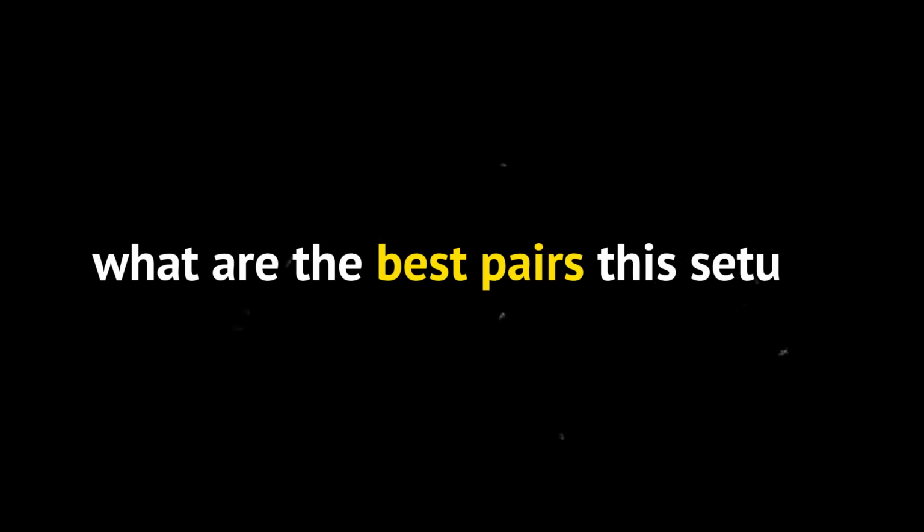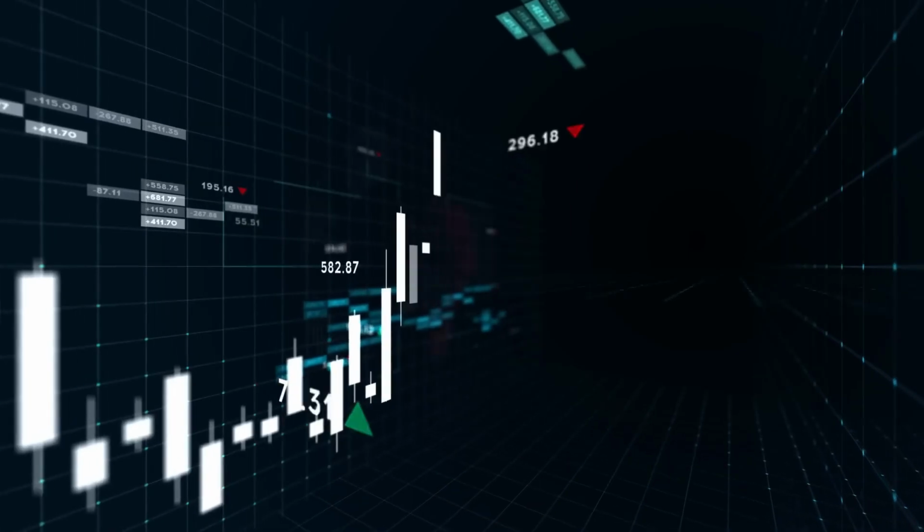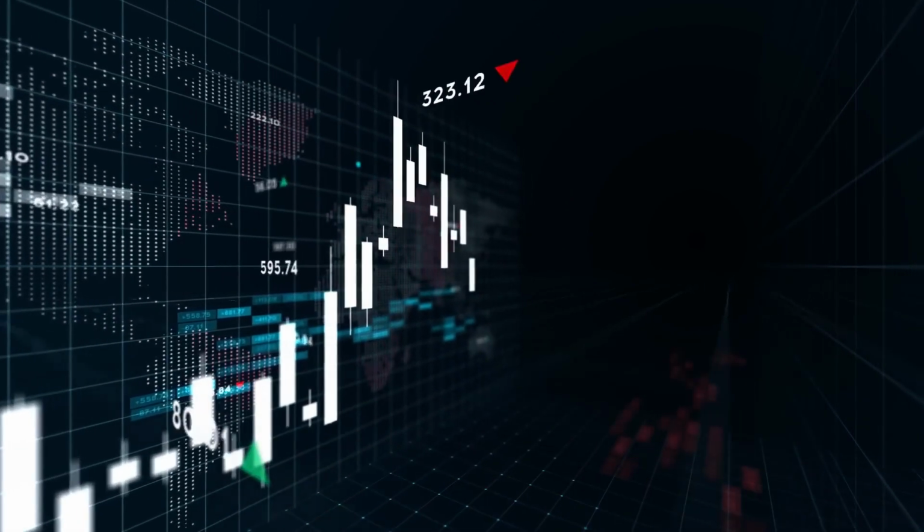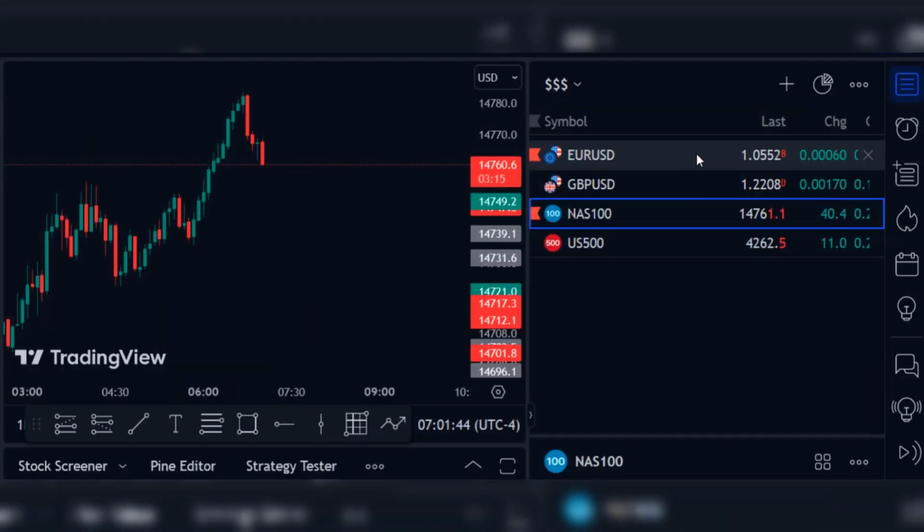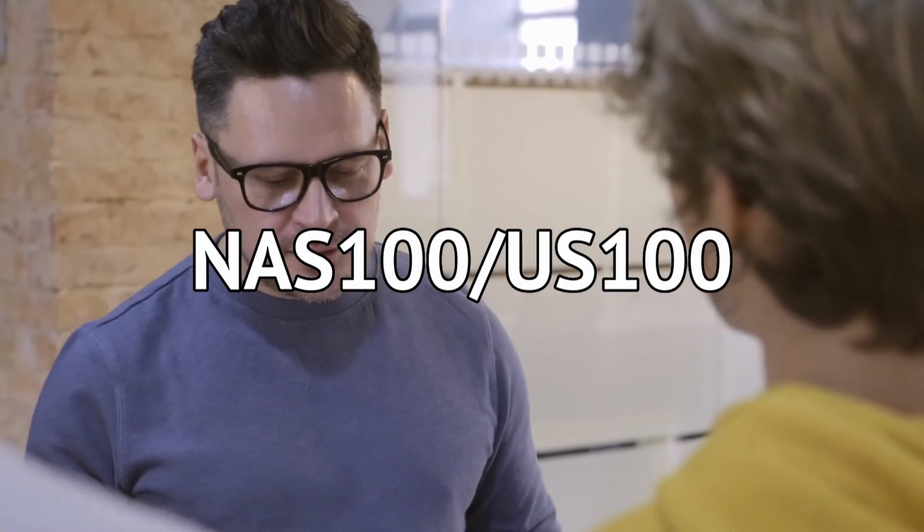Before diving into the steps of the Silver Bullet strategy, let's first explore the trading pairs where this setup is most common. While it can occur on all pairs, the best pairs for the Silver Bullet are EUR/USD, GBP/USD, Nasdaq 100, and S&P 500. My personal favorites are the EUR/USD and Nasdaq 100.